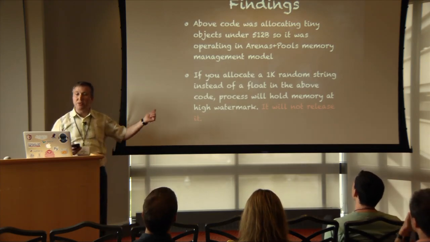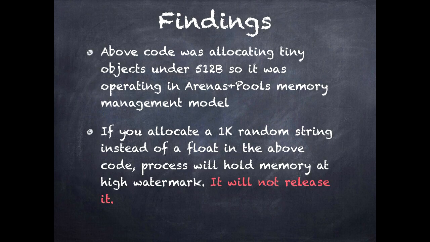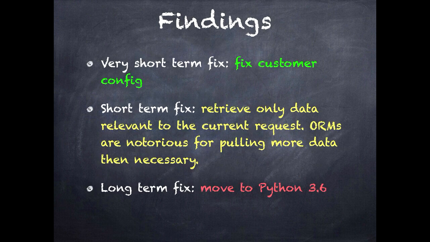So the above code allocated objects that were less than 512 bytes. When we tried it with random strings that were like 1K in size, we started getting the high watermark. It literally got to the high watermark and just stayed there. So it was not releasing our memory.